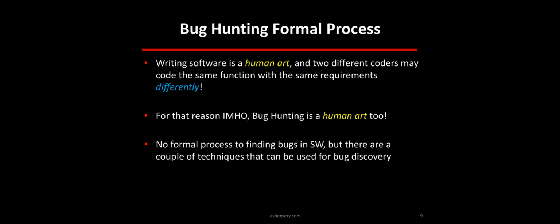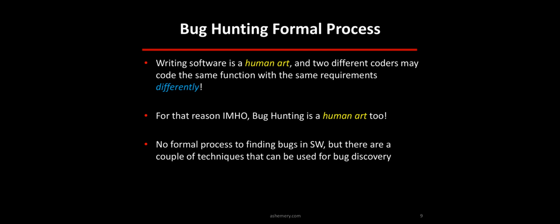So is there a formal methodology that if I follow, like if I say, go do 1, 2, 3, 4, 5, you'll get a bug? Do it again, you'll get another bug. Do it again, you'll get another bug. There's nothing like that. Because in the end, I believe that software is a human art.